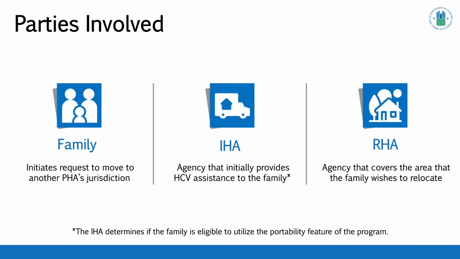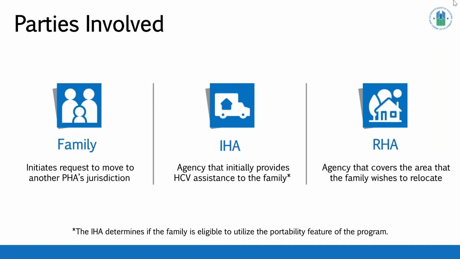We have the family who will initiate the request to move to another PHA's jurisdiction. The request usually should be submitted in writing. We have the initial housing authority, which is the authority that first issues the voucher to the family. And we also have the receiving housing authority, which is the housing authority that the family wants to lease up at, moving to another jurisdiction.